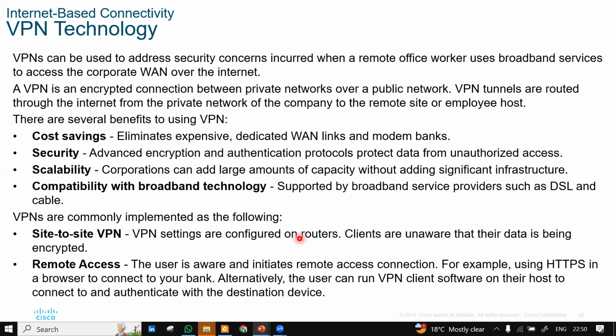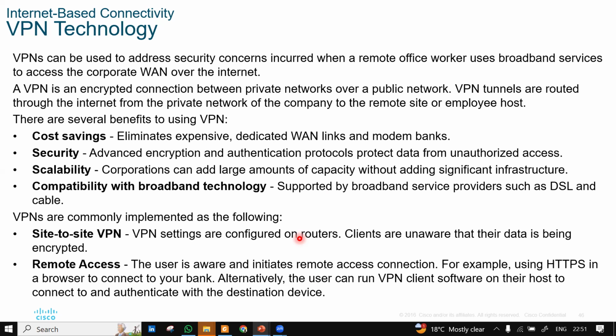Common protocols which are used: I know of IPsec, and GRE, which is usually used with IPsec itself. So I think it's IPsec. When you hear VPN, think of IPsec.